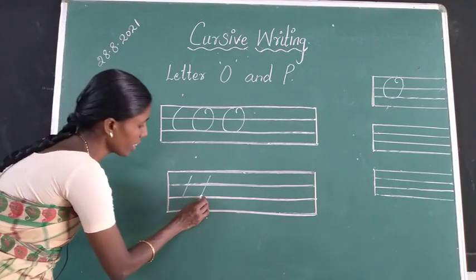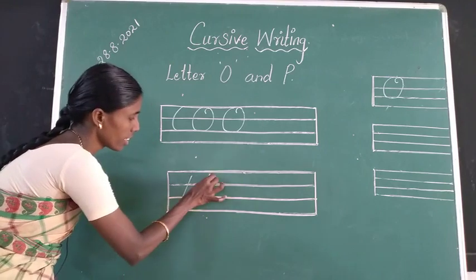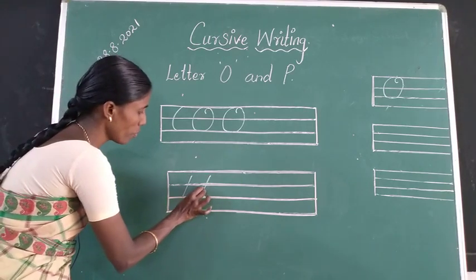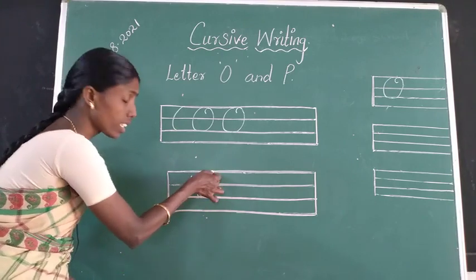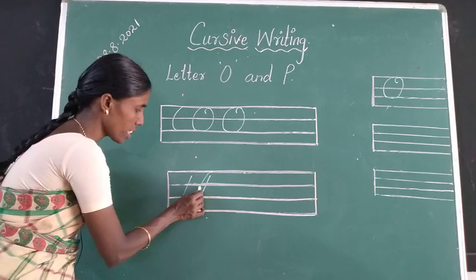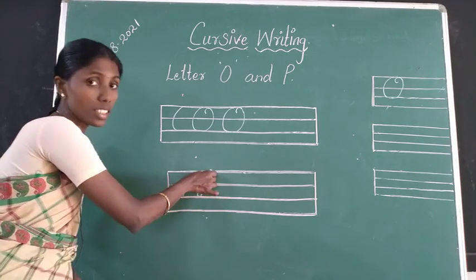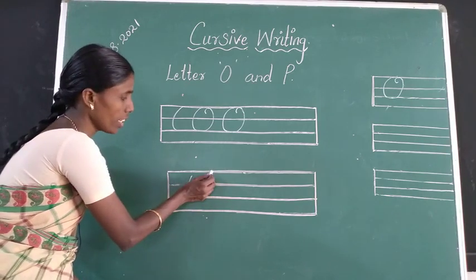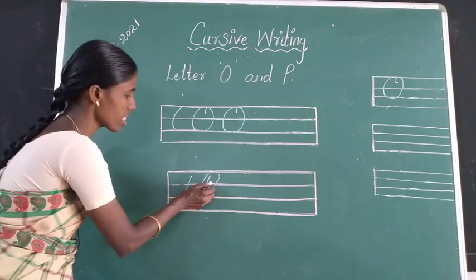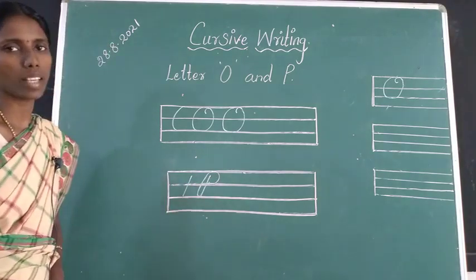Then turn it back side. Then go up with a slant line till the top line. Then make a curve till the second line. This is capital letter P.